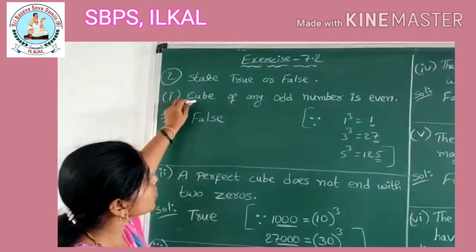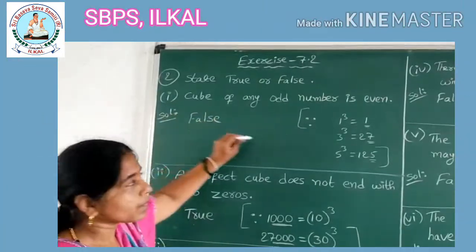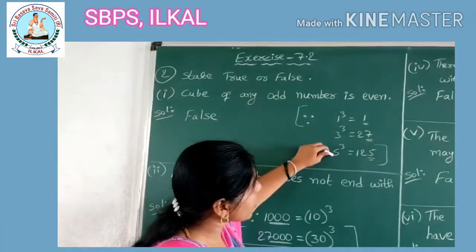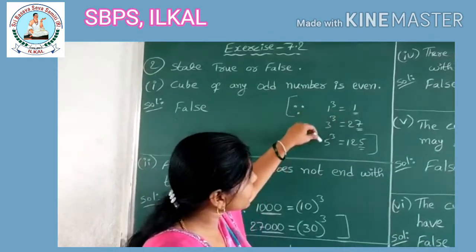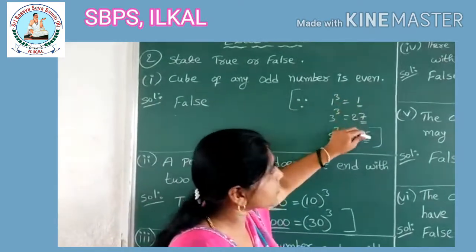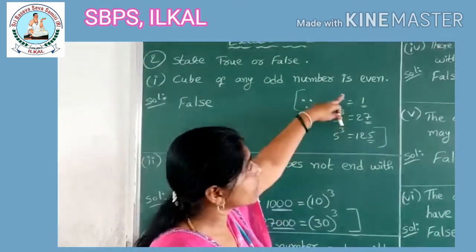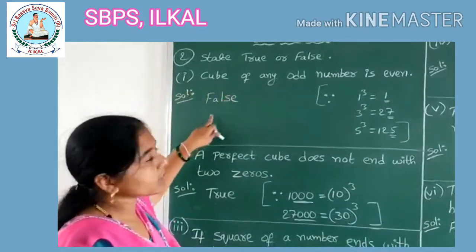First one, cube of any odd number is even, they said. It is false, children, because 1, 3, 5 are odd numbers. 1 cube is equal to 1, 3 cube is equal to 27, 5 cube is equal to 125. Here 1, 7, 5 also all are odd. Then we will get odd, not even. Therefore, cube of any odd number is even is false.